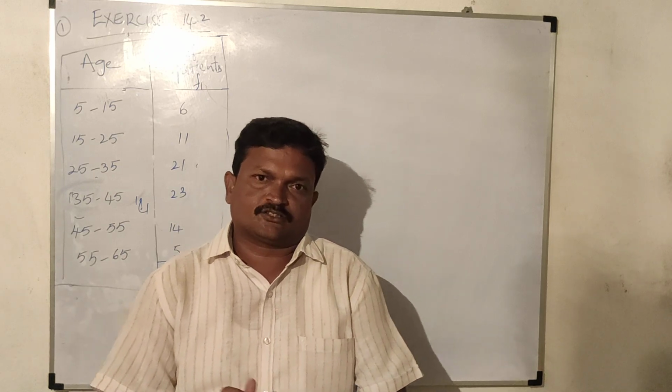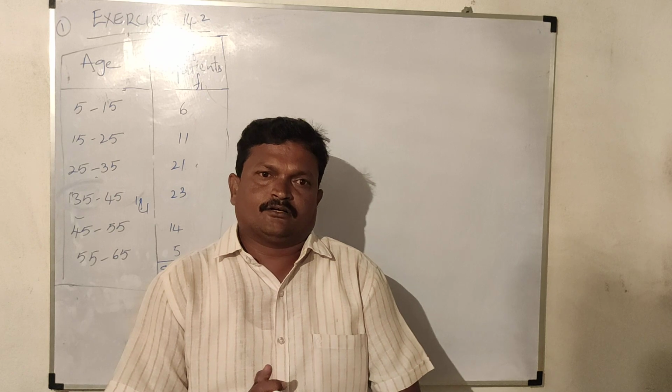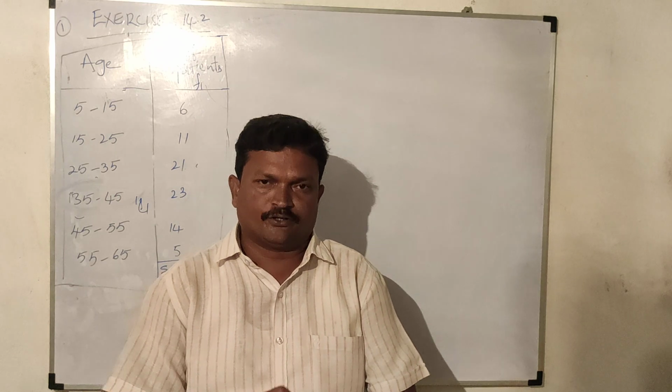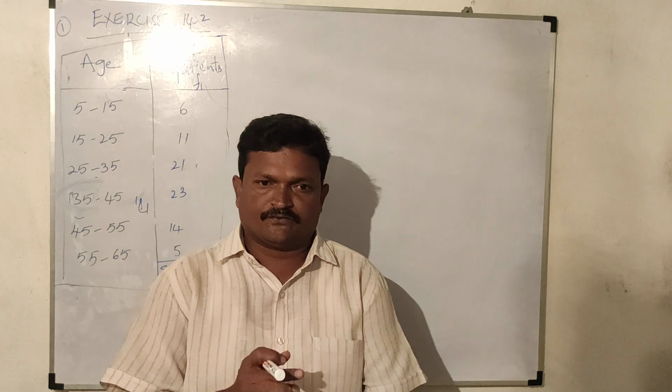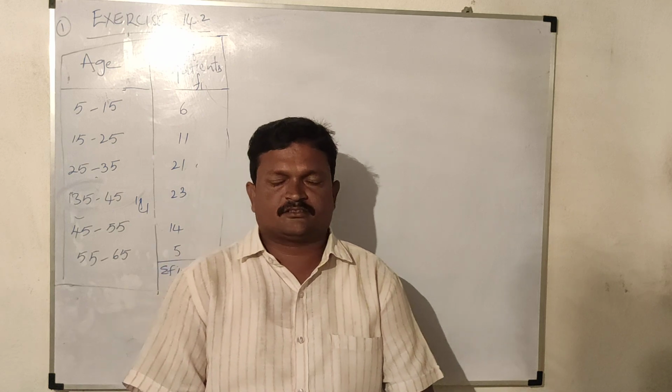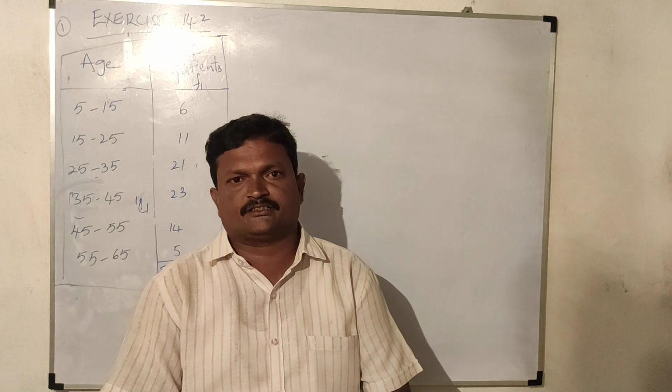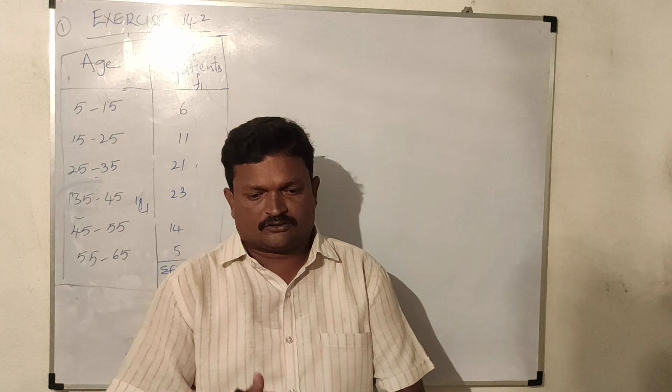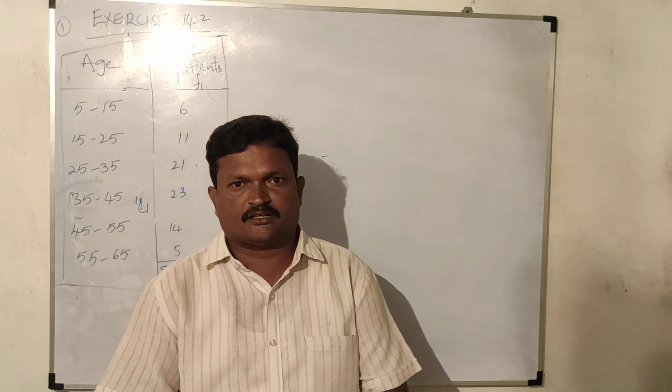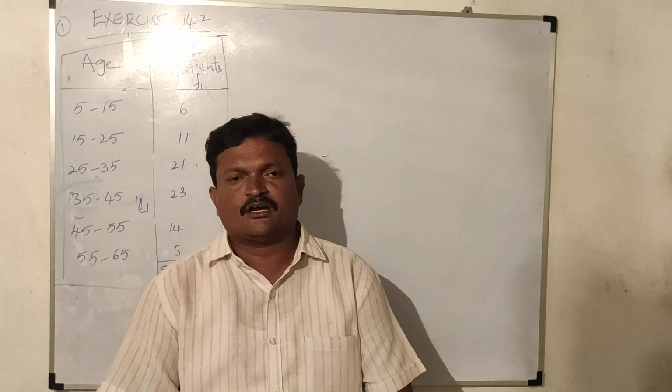In the previous class we calculated the mean for the given grouped data, by using two different methods, that is, one is the direct method and another one is the assumed mean method. So most of the students solved all the problems from exercise 4.1.